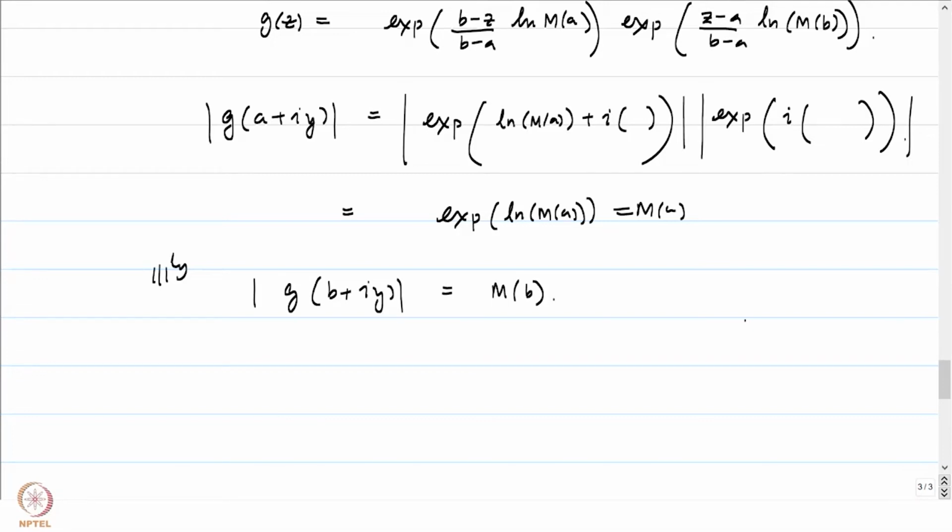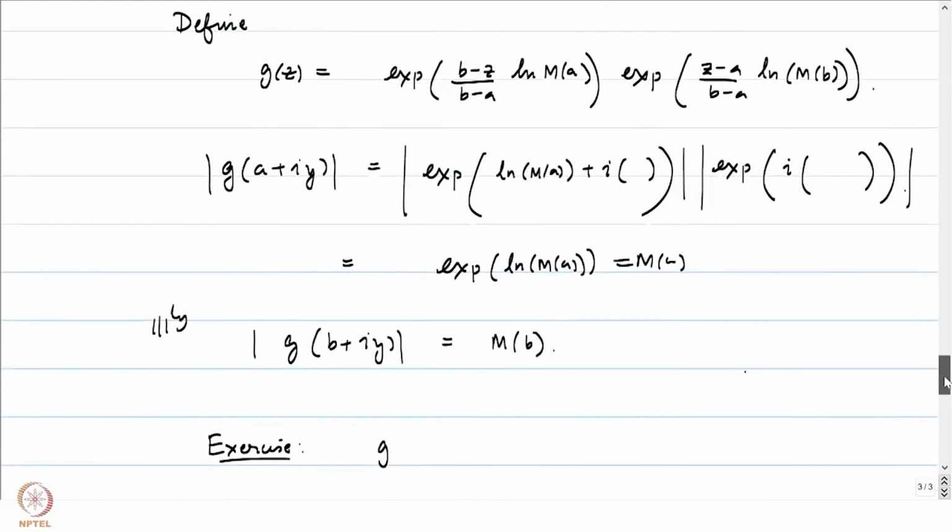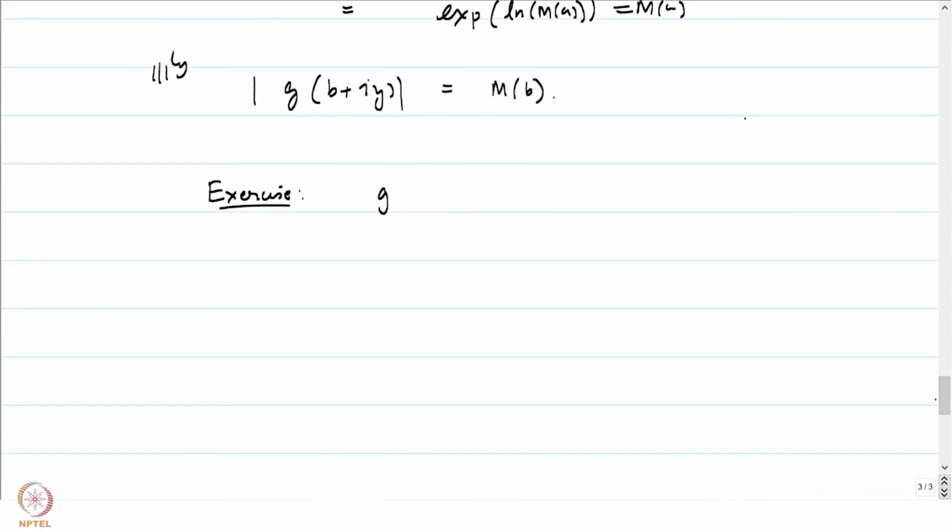So g is a function which on the boundary x is equal to a takes the value m of a, and on the boundary x is equal to b it takes the value m of b. Also, it's an exercise to notice that g, because it's the exponential of the function given by b minus z by b minus a into log m of a, is not going to have zeros. So g does not have zeros, and moreover 1 by g is bounded. That is the exercise for you. Sit down and check that 1 by g indeed is a bounded function on omega bar.